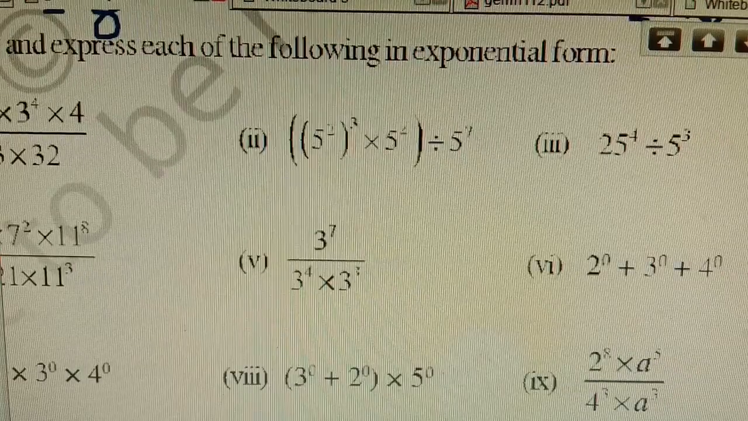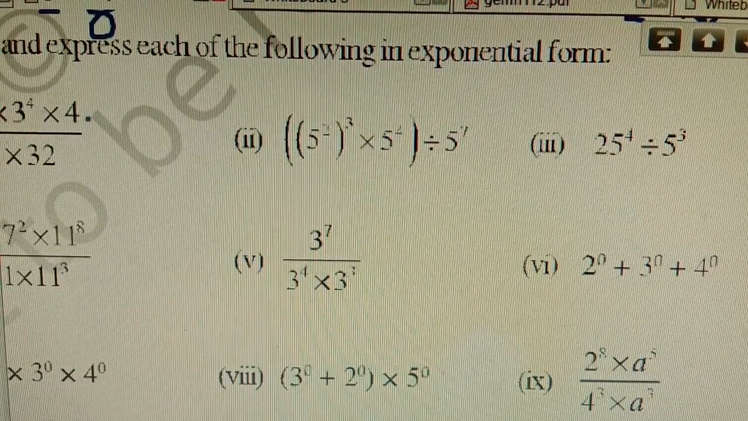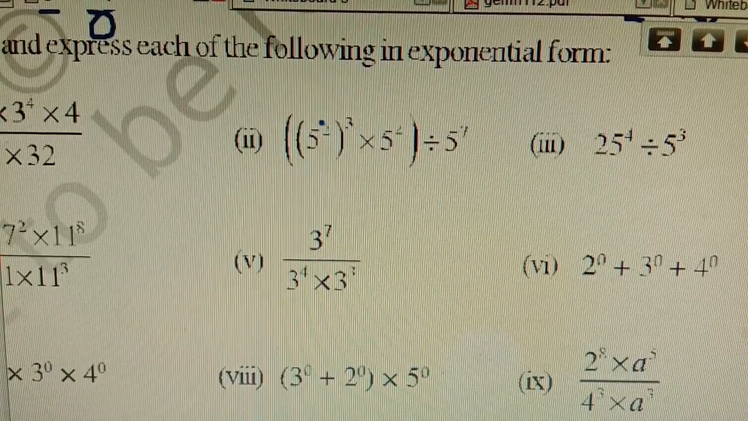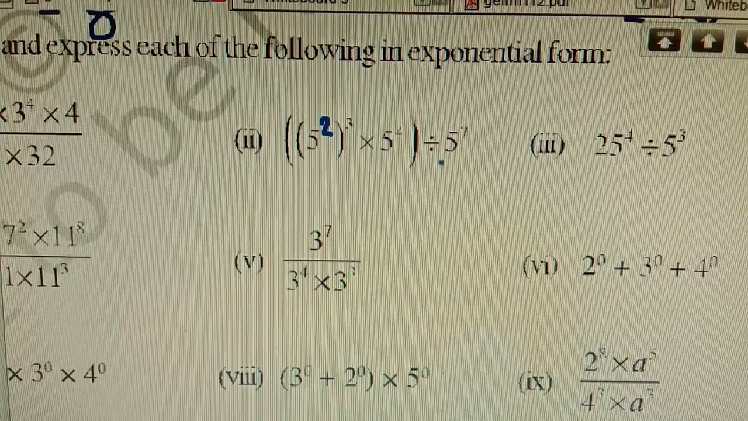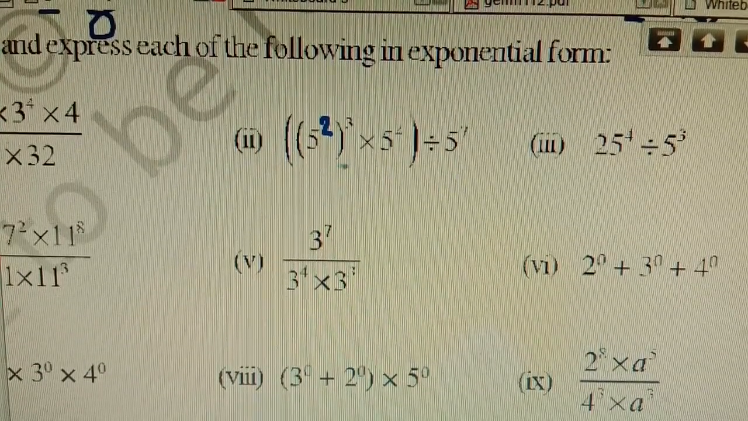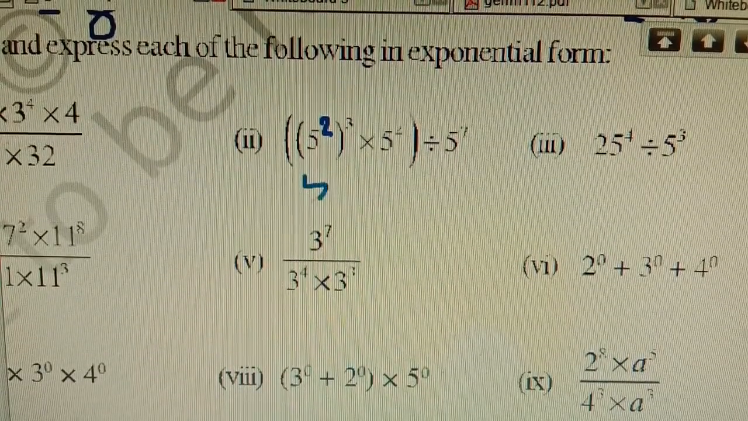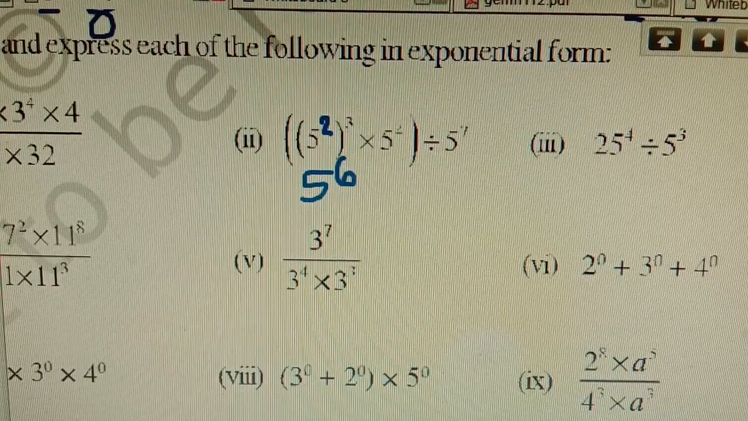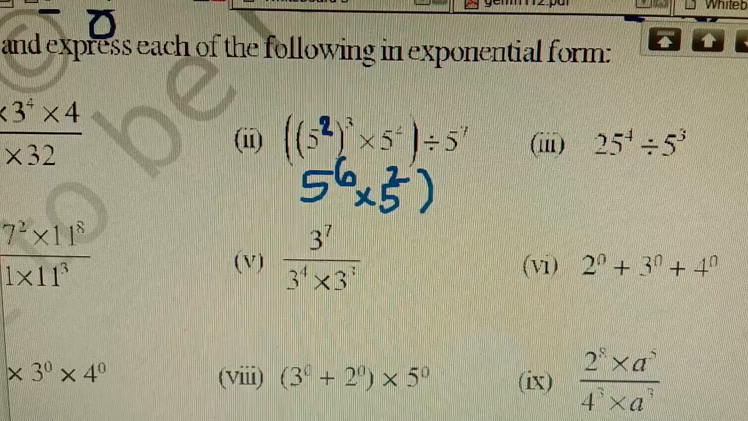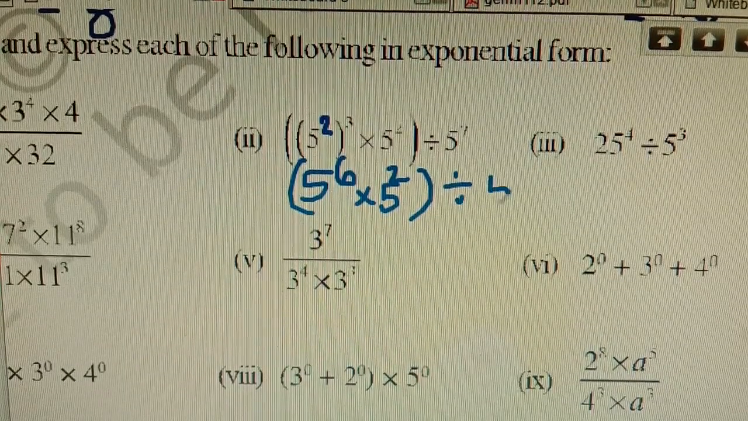So listen, the second question. One by one we can simplify. First one, 5 to the power of 2 whole to the power of 3. Okay, you can take your textbook also and listen, then the questions will be somewhat clear. So 5 to the power of 2 whole to the power of 3 means 5 to the power of 6, powers of power. Then into 5 to the power of 2. Then this divided by 5 to the power of 7.